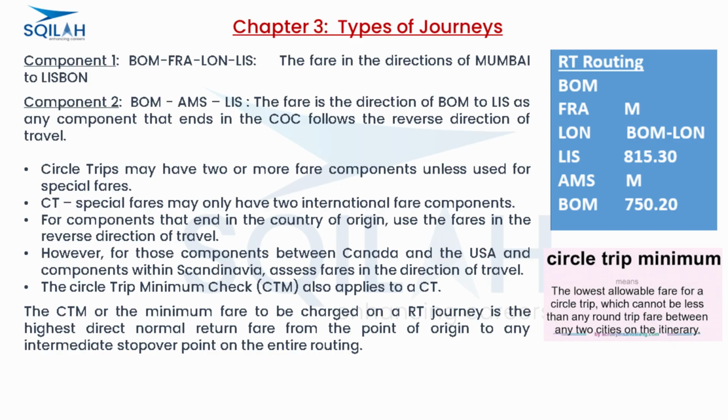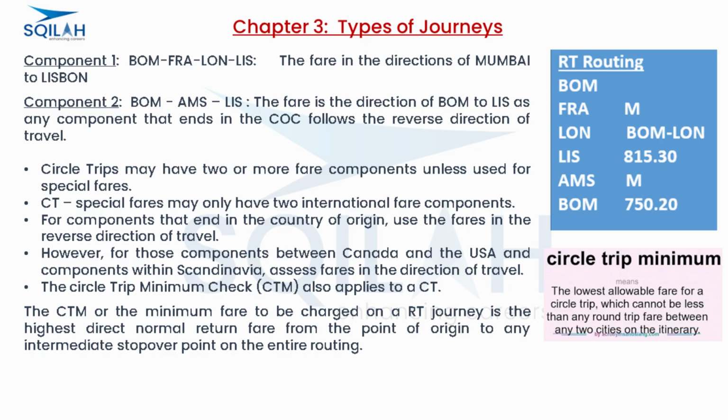Component 2, BOM, AMS, LIS. The fare is the direction of BOM to LIS, as any component that ends in the COC follows the reverse direction of travel. Circle trips may have two or more fare components unless used for special fares. CT special fares may only have two international fare components.